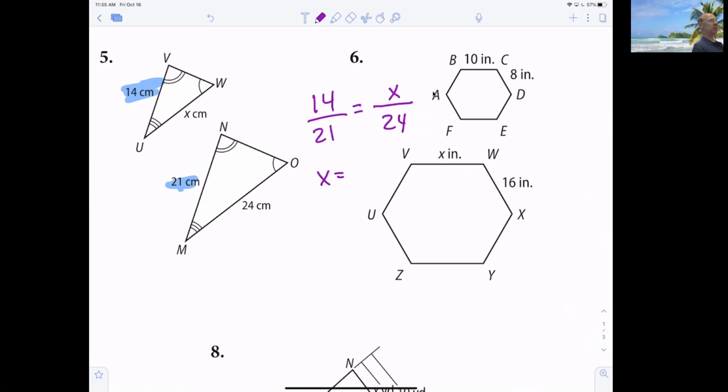How much? I just didn't hear you. 16. Does anybody agree with that? Yeah. Okay, so what did you multiply? 14. Cross multiply. Aren't we doing 14 times 24? Oh, wait, I looked at it wrong.